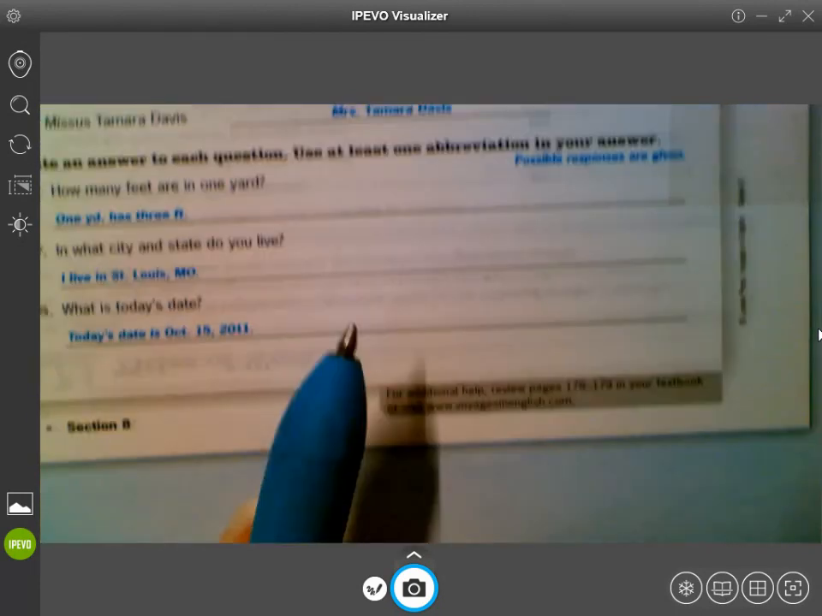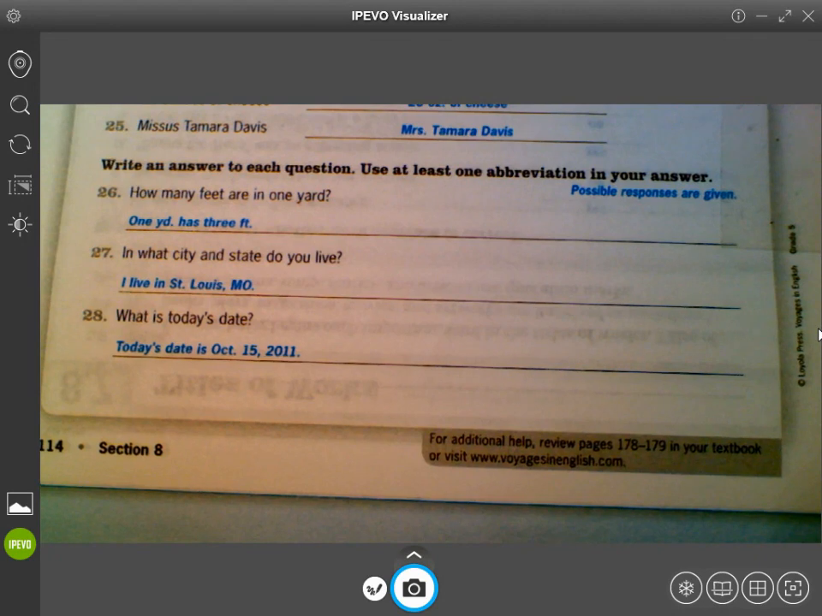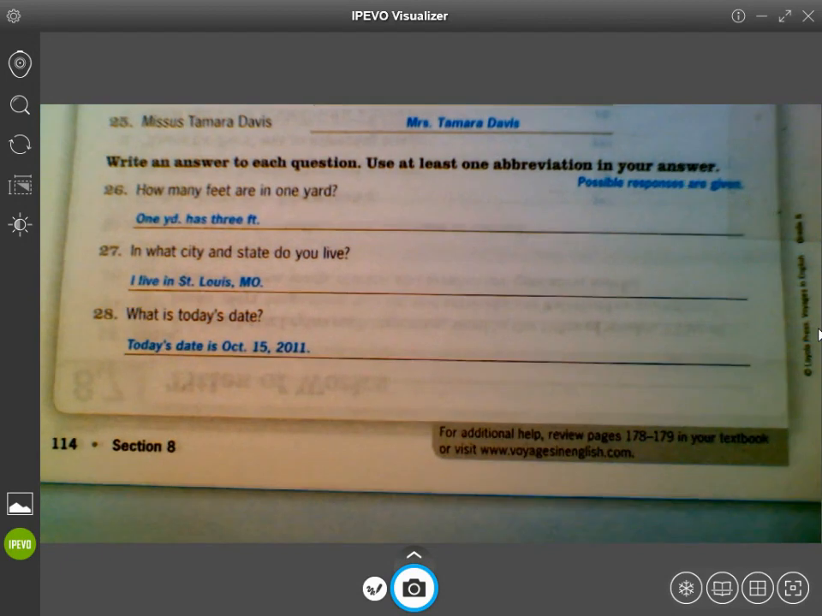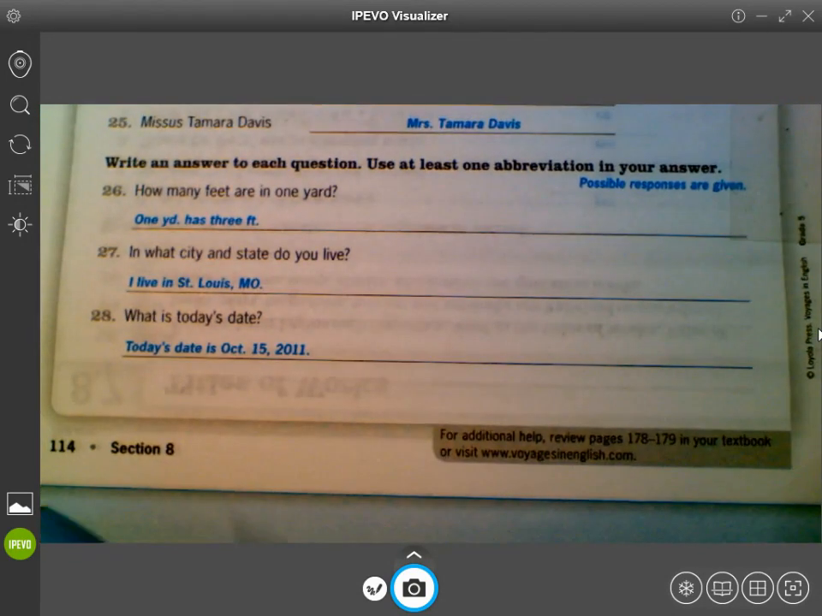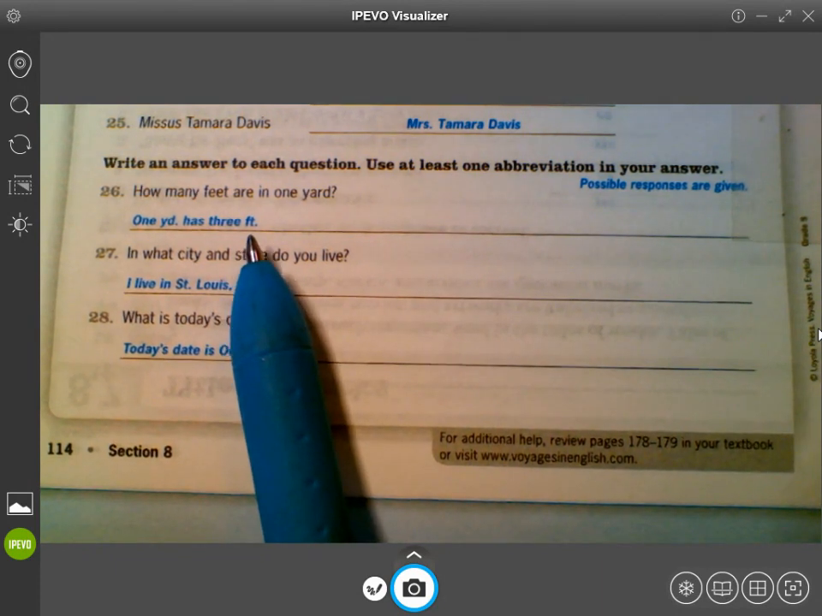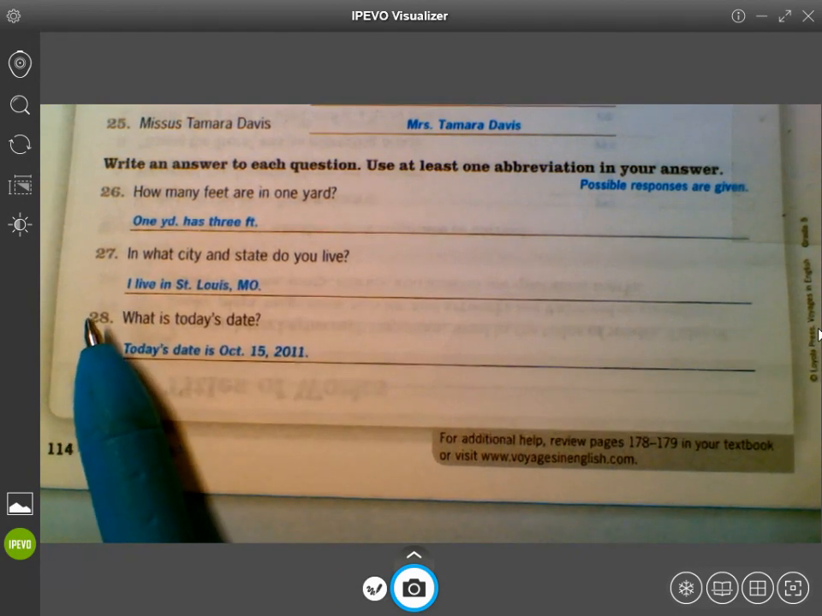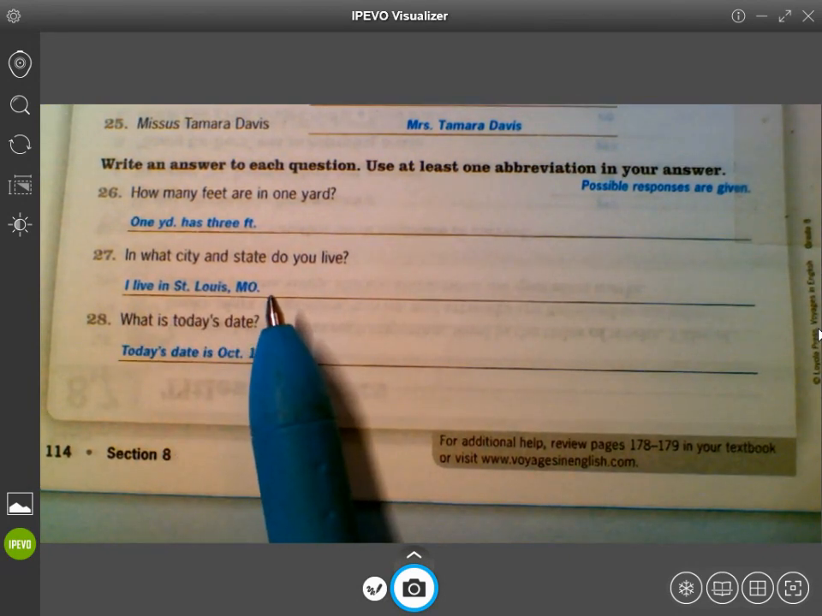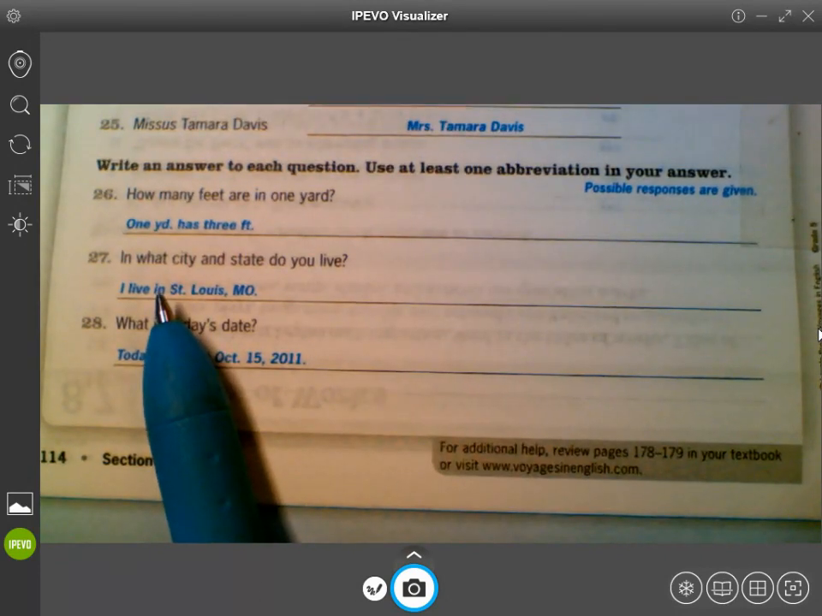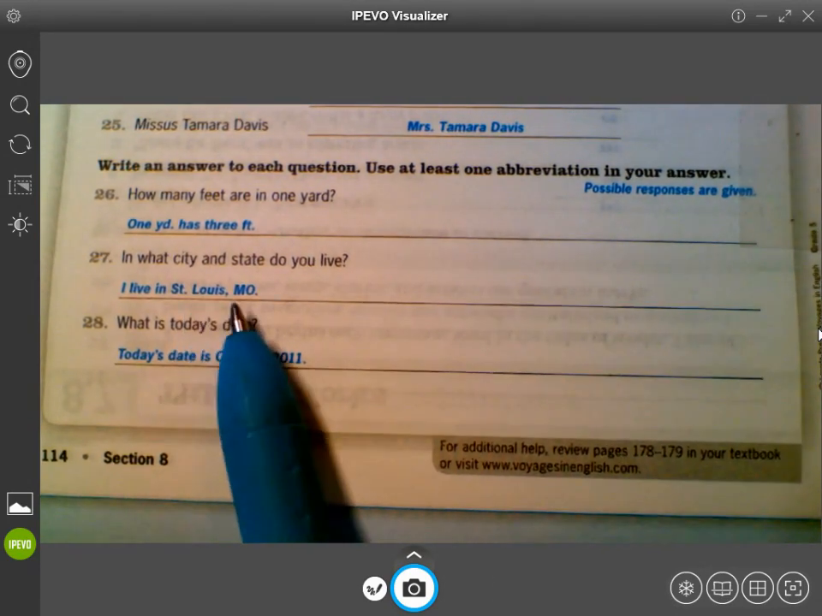So then for 26 through 28, you were supposed to write an answer to each question and use at least one abbreviation in your answer. So number 26, how many feet are in 1 yard? You should have written at least 3 and then feet, and abbreviated feet as the lowercase ft with a period. Then number 27, in what city and state do you live? Everyone should have written their city out, but then we all live in the state of Minnesota, so you should have abbreviated Minnesota as a capital MN.